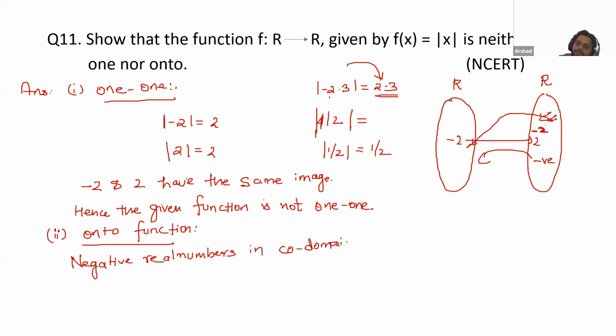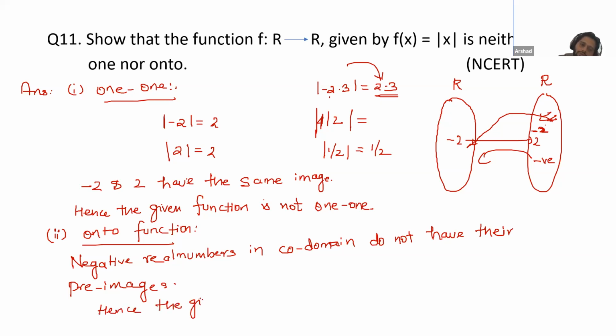Negative real numbers in codomain. Codomain means we are talking about the second set. Negative real numbers in codomain do not have their pre-images. Hence the given function is not onto. Negative numbers in codomain do not have their pre-images, hence the given function is not onto.